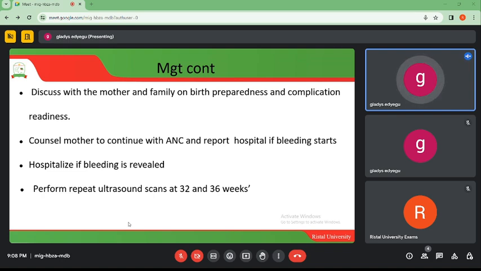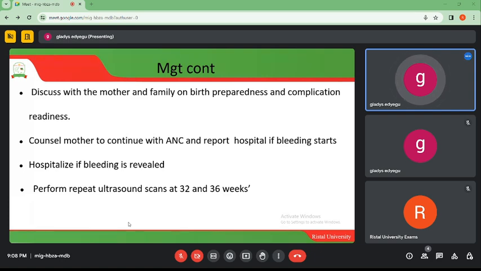In case she comes back and she tells you that she is bleeding, then better hospitalize or admit this mother so that you can be able to monitor her perfectly in the hospital. Then perform repeat ultrasound scans at 32 and 36 weeks. That's why earlier on I said that we have to encourage our mothers to do ultrasound scan in early pregnancy and in late pregnancies.